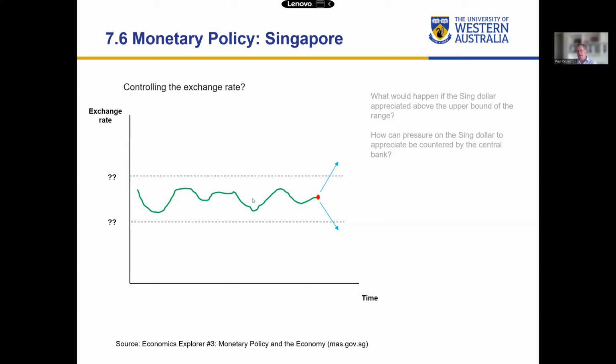So by controlling the exchange rate, you're actually stabilizing import prices and therefore stabilizing the inflation rate. The problem with the exchange rate in particular is that it can swing wildly.